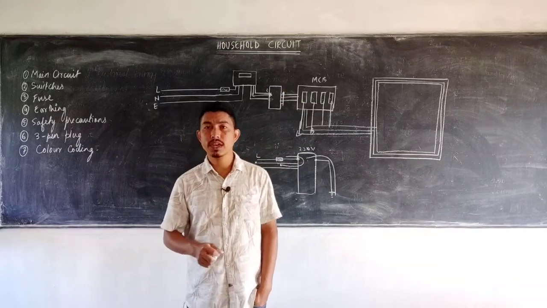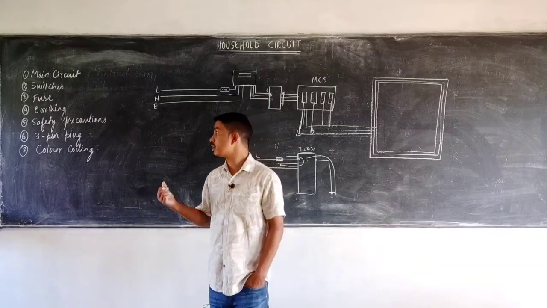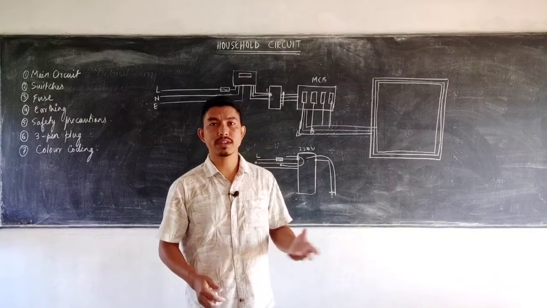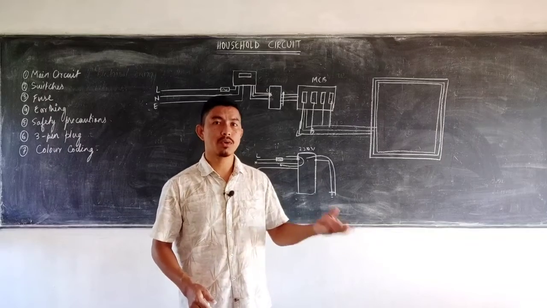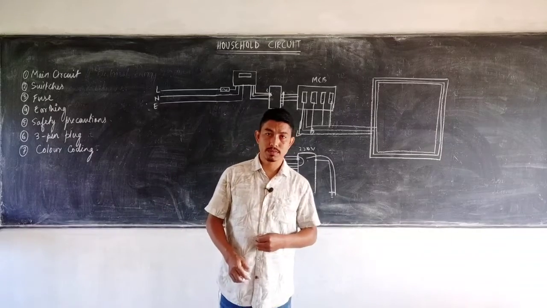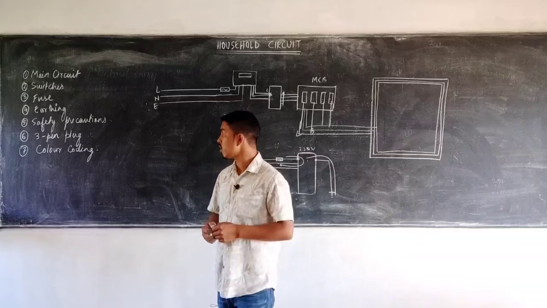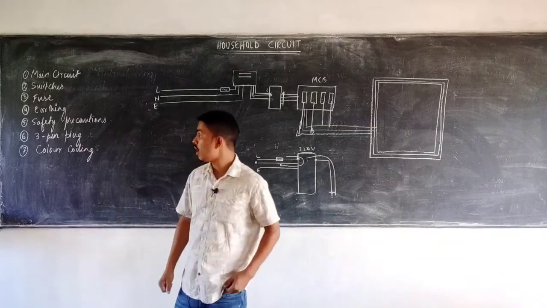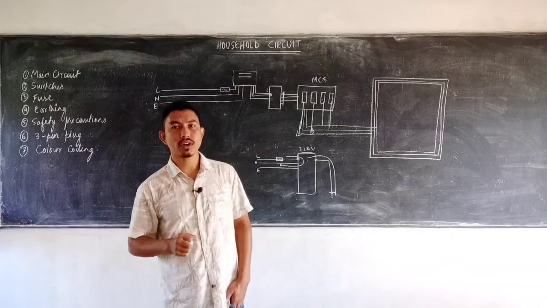And if there is a fire due to electricity, remember you should never put water on a fire that is caused by electricity, because the water will conduct the current and then you may get an electric shock. Now the sixth gadget we use in our house is a plug and socket system.